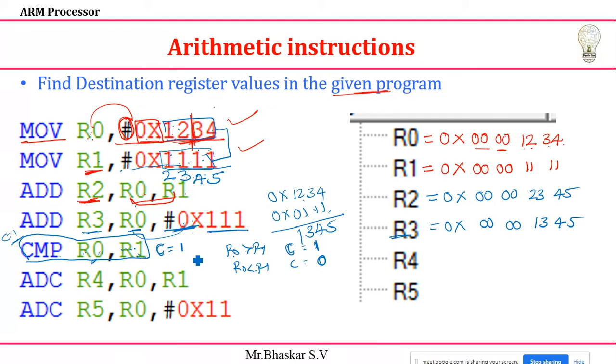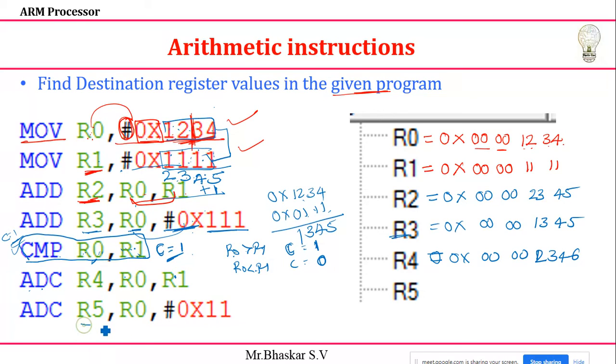I want C equal to 1, and only then I'm going to consider this instruction. Then you can see ADDC R4 comma R0 comma R1. Now what will happen? After adding these two, you'll get 2, 3, 4, 5 plus 1, because of the carry bit it is 1. So I'll get the result 2, 3, 4, 6. R4 register has 0x of 0, 0, 0, 0, 2, 3, 4, 6.